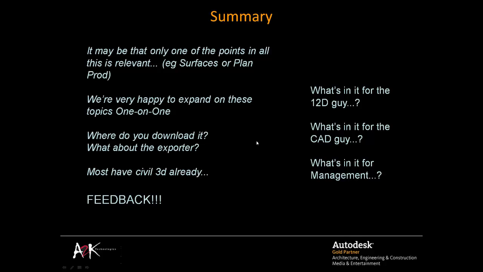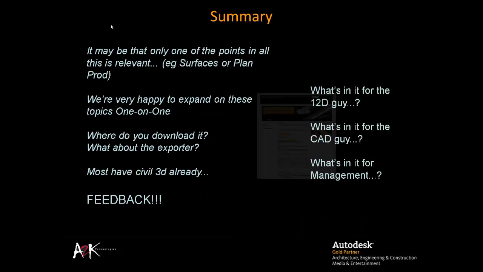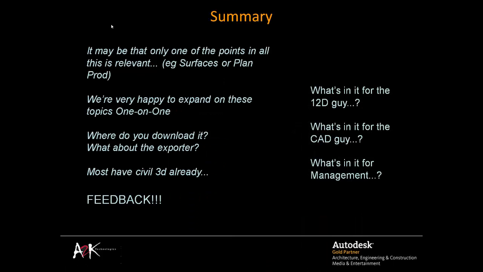So the other question is, where do you download this? If you go to your subscription center, you will see the 12D extension for Civil 2011. I've got a red box around it at the bottom. If you can't get to this page, or if you need some help on it, email us, and we'll go through it with you. But there's a few other files here as well, including the Genio one, which is also quite useful.